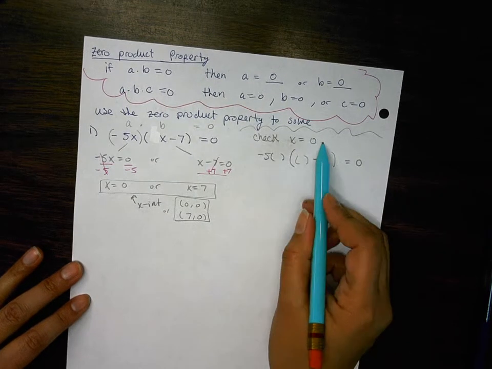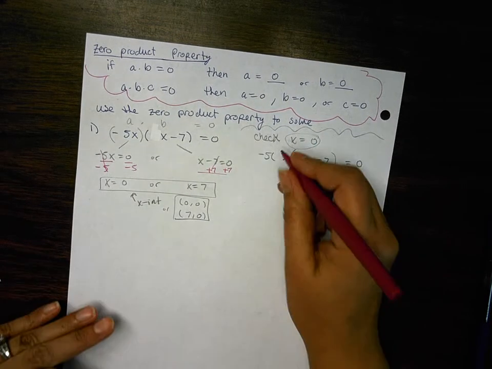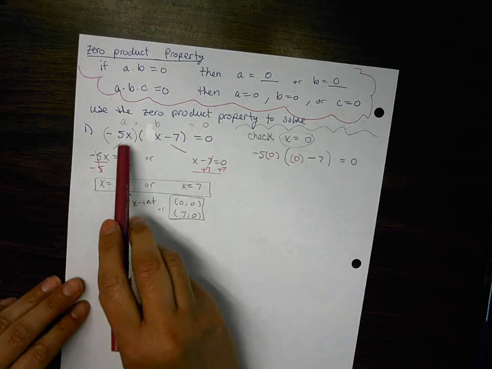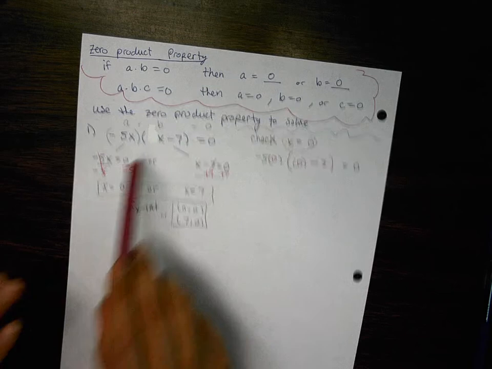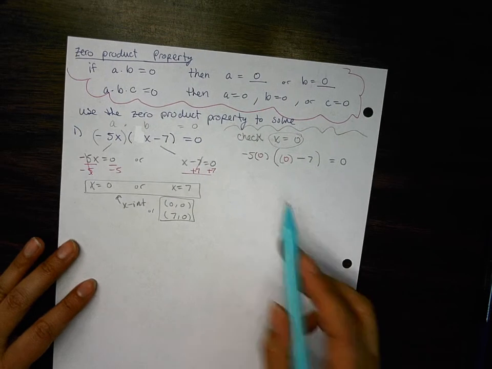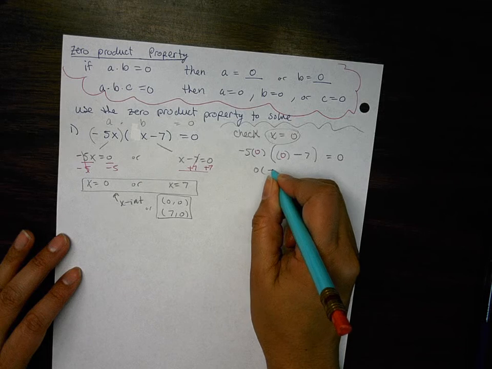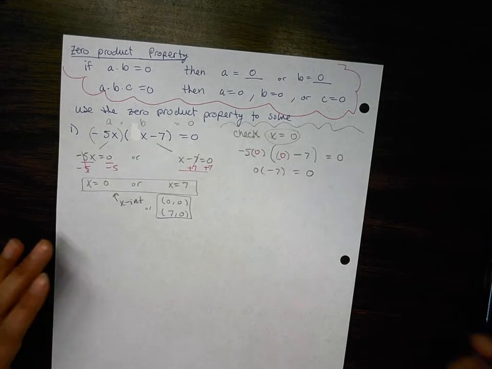I'm plugging in 0. Negative 5 times 0 and 0 minus 7. What's negative 5 times 0? 0. What's 0 minus 7? -7. Oh no, they didn't both come out to be 0. Is that okay? Yes.